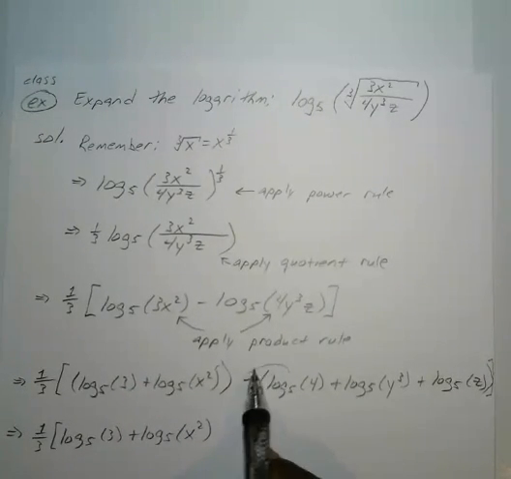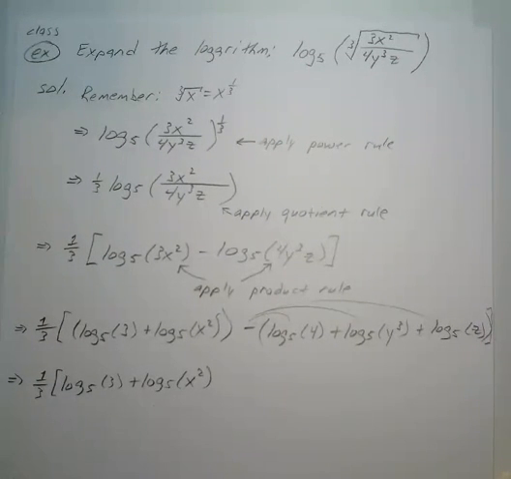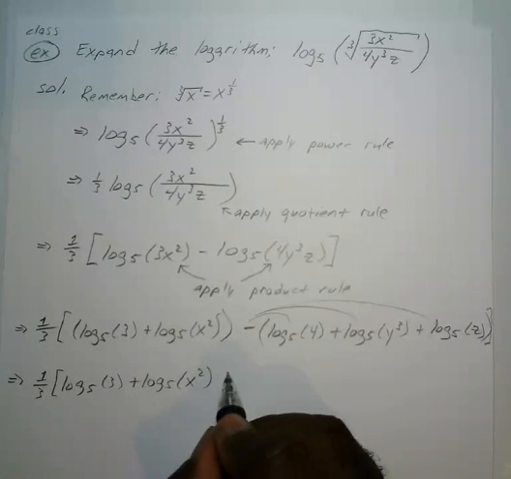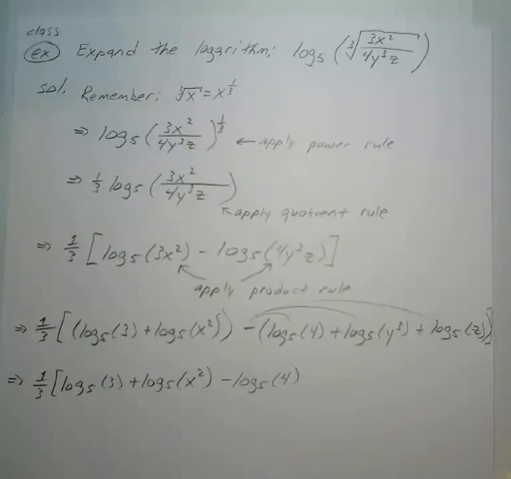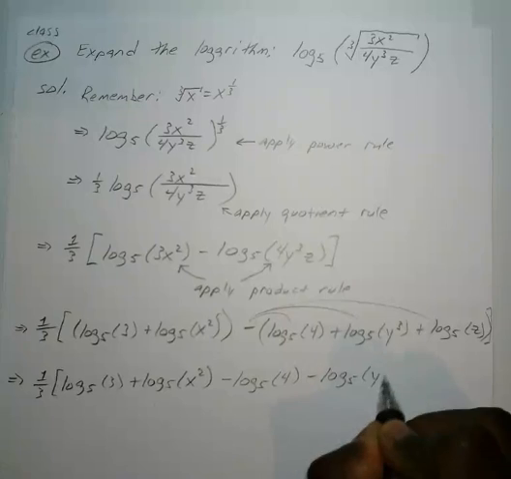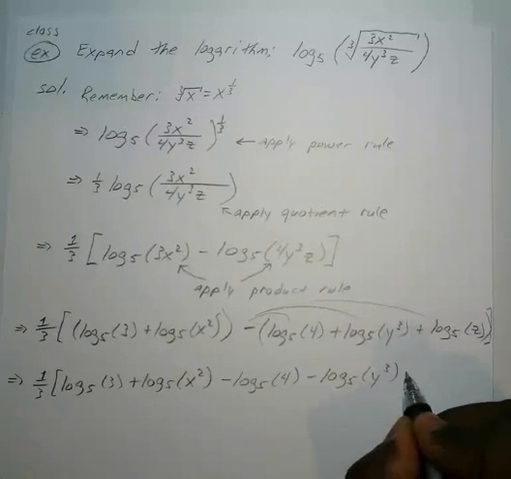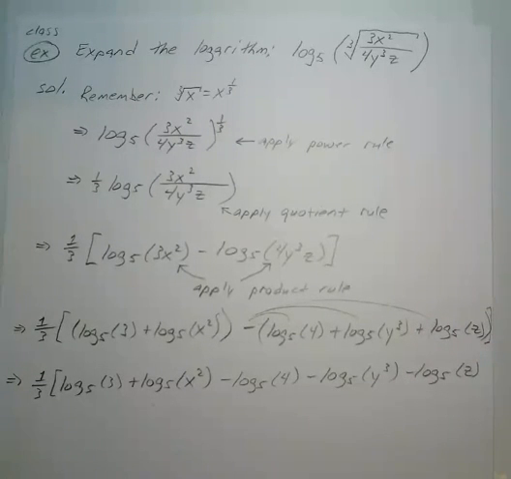This minus, remember we can distribute that to all three of those terms. Okay, so we have minus log base 5 of 4 minus log base 5 of y to the third power minus log base 5 of z. Okay, so right now, actually I didn't need this. Oh, yes I did. Yeah, I still had that 1/3 there.